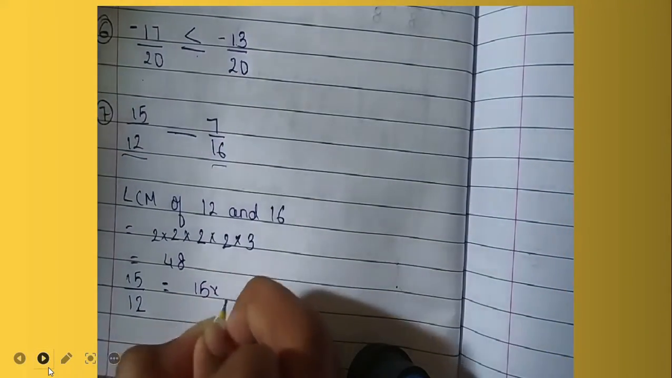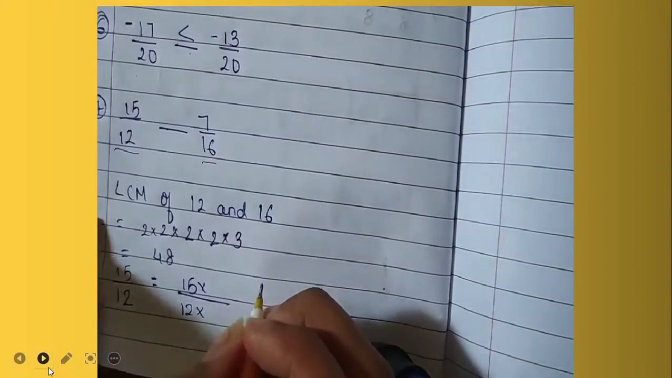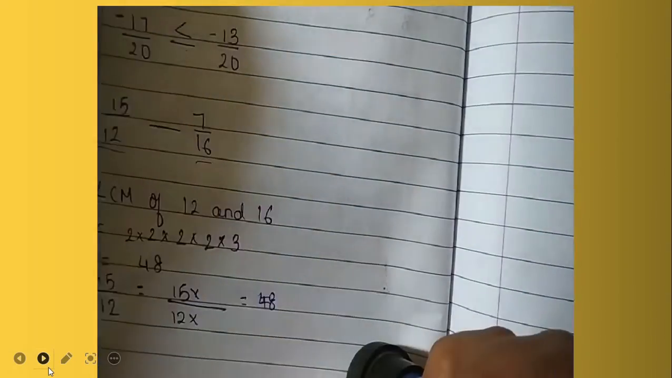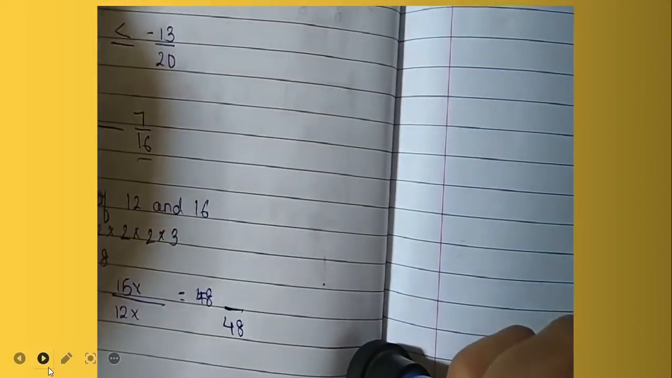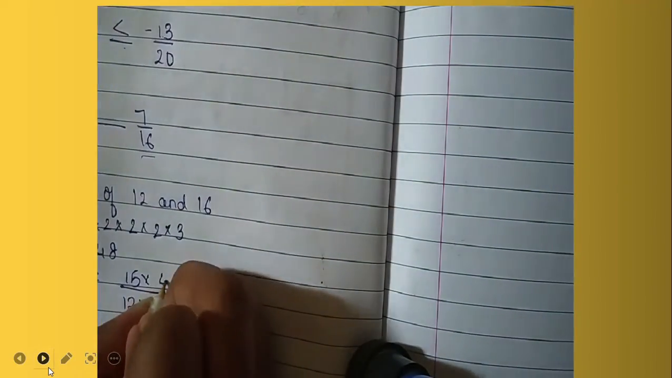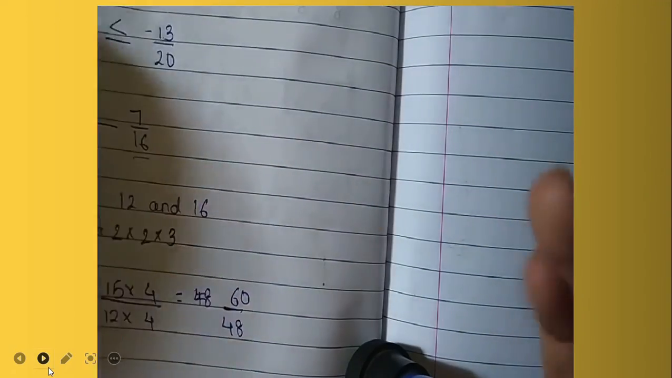15 into what and 12 into what? First we are going to see 12 into what. We need to get the answer 48 here in the denominator. 12 into what gives 48? So 12 into 4, 12 fours are 48. So obviously we have to multiply 15 also by 4. So here the first number is 60 upon 48.